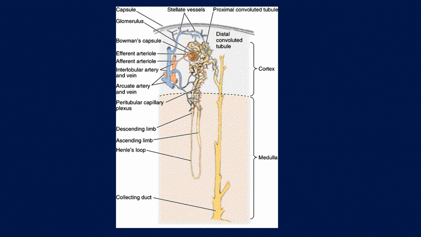Very interesting. Between the interlobular vein and the efferent arteriole, there is the peritubular capillary plexus, which will cover the proximal and distal convoluted tubules and the loop of Henle. A very important function of this capillary plexus is that it helps the reabsorption process.